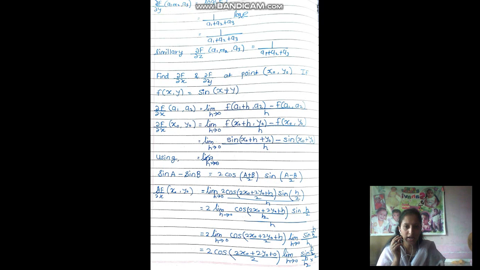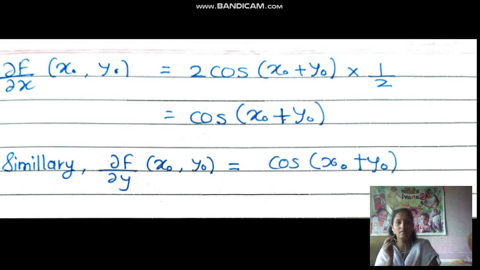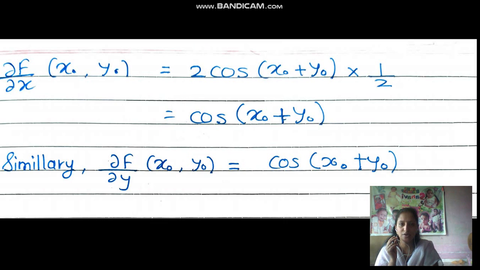This remains 2, and this 2 cos, these two 2s will cancel each other, and only limit h tends to 0 of cos of (2x naught plus 2y naught plus h) upon 2 remains. Okay, that is 2 cos of (x naught plus y naught) into half. Substituting the value h equal to 0, we get only cos of x naught plus y naught. So the derivative of sin of x plus y is cos of x plus y. Similarly, dou f by dou y at x naught y naught also gives you cos of x naught plus y naught. Okay, so these are very simple examples.